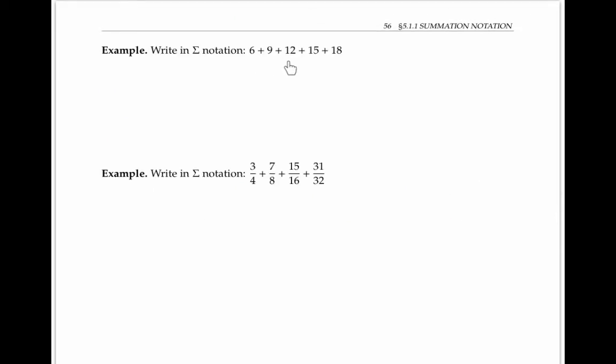When we're given a sum like this one, it can be handy to write it in sigma notation because it's more compact. But to do so, we have to look for the pattern between the terms. In this case, the terms all differ by 3. So I can think of 9 as being 6 plus 3 and 12 as being 6 plus twice 3 and 15 as being 6 plus 3 times 3, and so on. In fact, we can even think of 6 itself as being 6 plus 0 times 3 to fit this pattern.